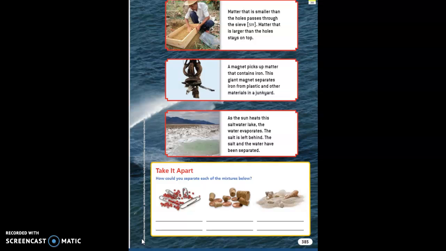Now let's answer this question. Take it apart. How could you separate each of the mixtures below? What do you have here? Okay, we have clips and little balls. What do we need to separate them? If you see the second example, they are using a magnet. So we are going to use a magnet.